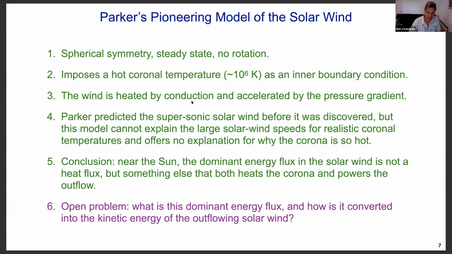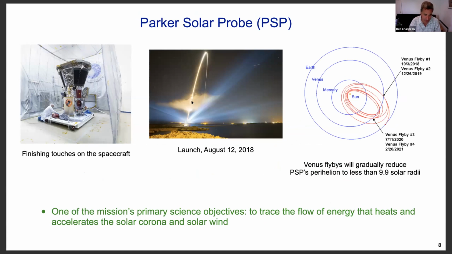This problem is at the heart of a recent NASA mission, the Parker Solar Probe. The Parker Solar Probe spacecraft is shown here in this picture on the left, just prior to launch, which occurred in 2018. Maybe the most interesting thing about this mission is the orbit of the spacecraft, which is illustrated here on the right. Before this spacecraft was launched, the closest any spacecraft had gotten to the sun was 60 solar radii.